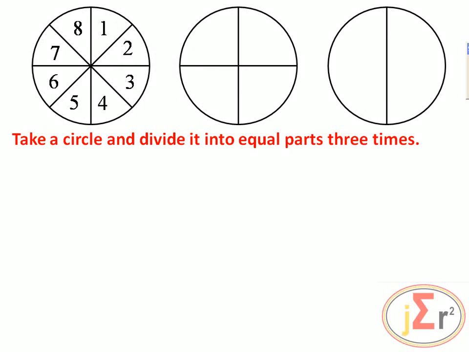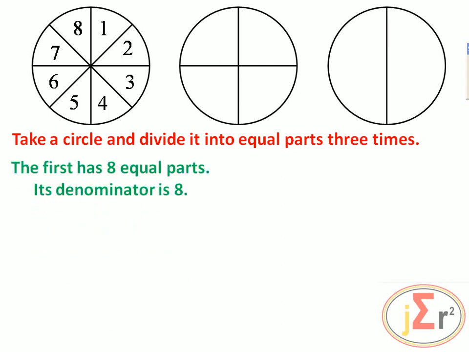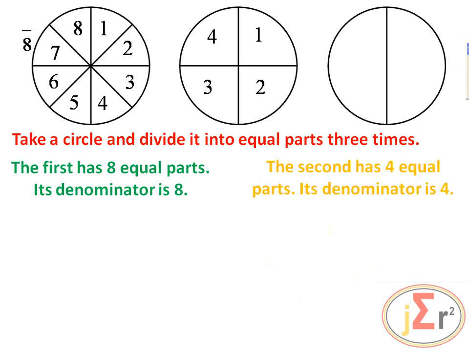And the other one is divided into how many equal parts? 4. So the first has 8 equal parts. Its denominator is 8. The other one is divided into how many equal parts? 4. And its denominator will be? 4. Right. The second has 4 equal parts. Its denominator is? 4. Okay.